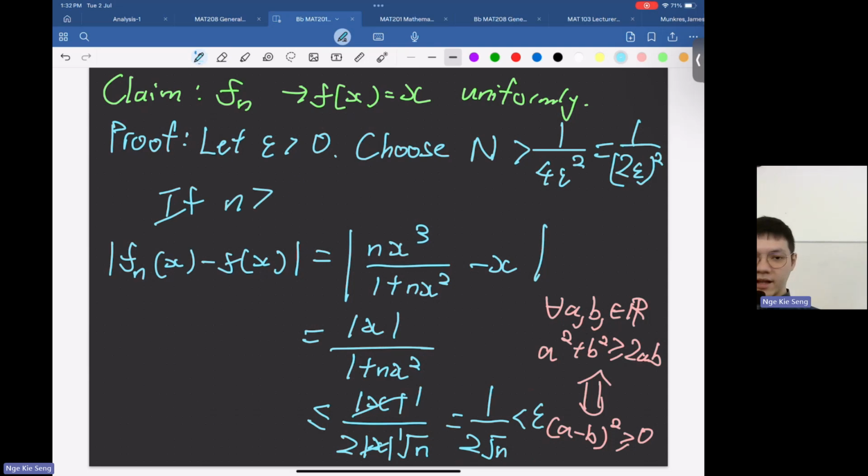So if my n is greater than this capital N, and for all the points in my domain, then this will work. So I have found an N that works for all x. This N only depends on epsilon. How do I choose this N? I make sure this N is greater than 1 over 4 epsilon squared. Does it make sense? It works for all x because in the calculation, the x already disappeared. Gone. Does it make sense?